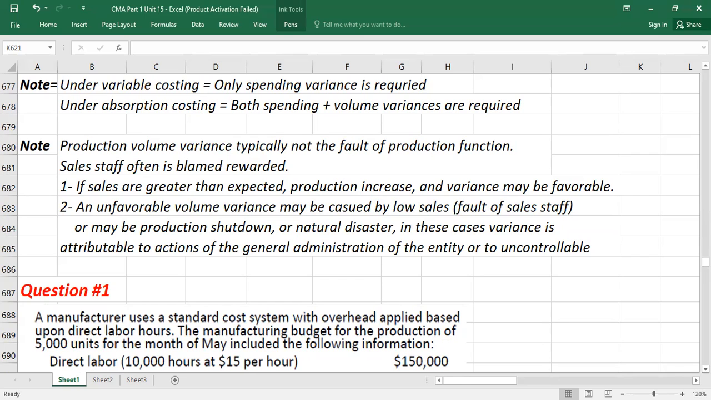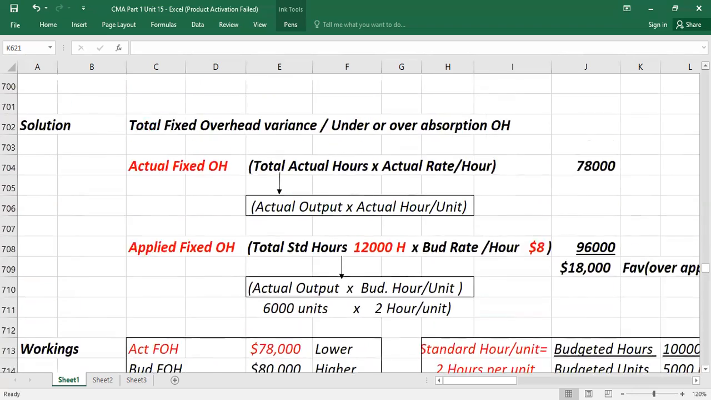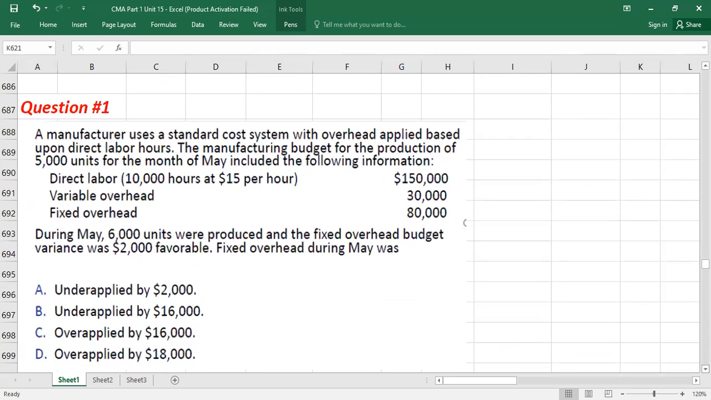Understood? Now here we have a question. This question is also a little bit tricky, but you have to work because it has some reverse calculation. Can you go through this question, please? As I told you guys, always read the requirements first. You have to calculate whether fixed overhead during May was under applied or over applied. It means you have to calculate total variance. And I'll prefer to do it the shortcut way.